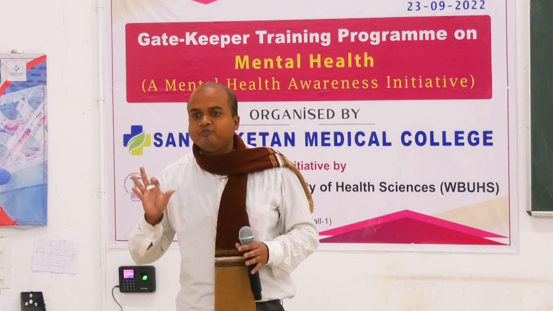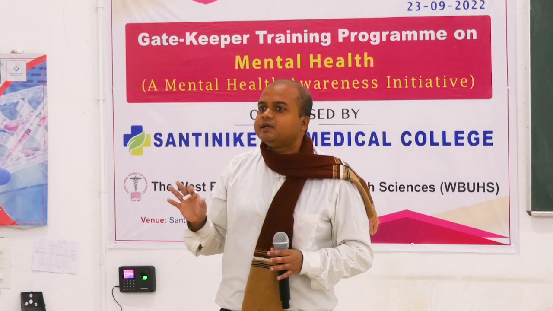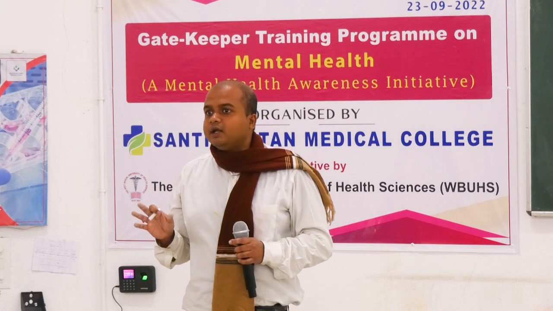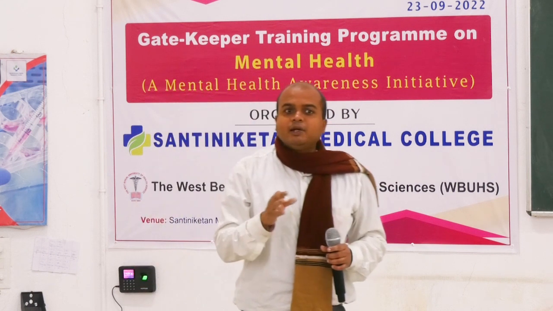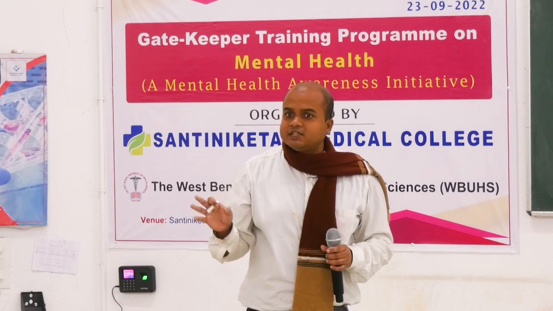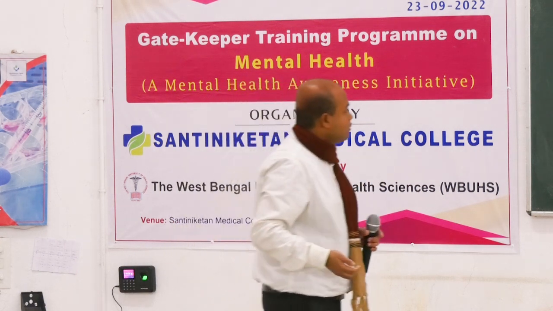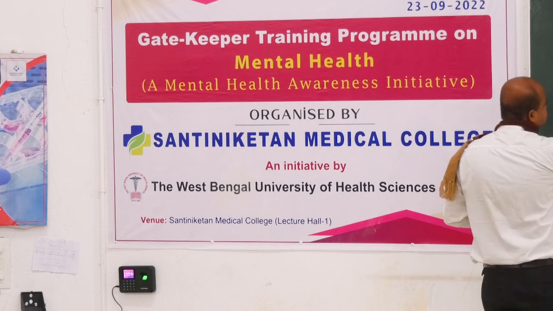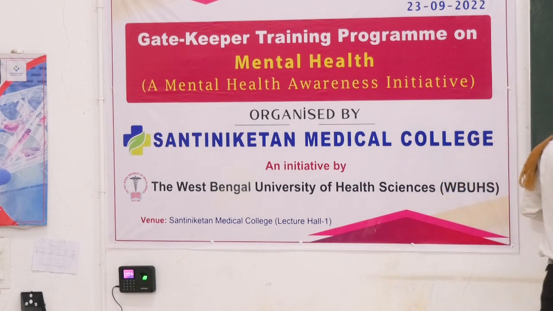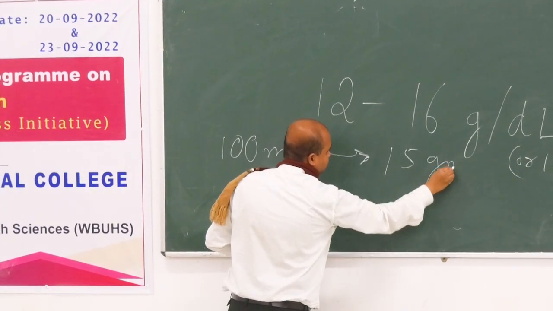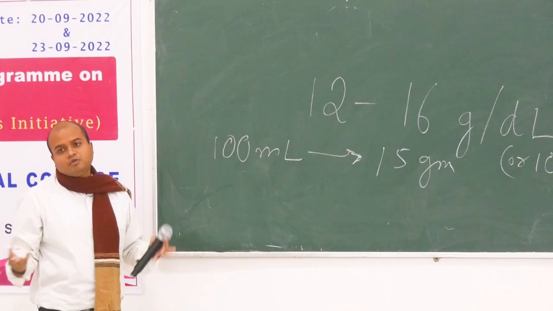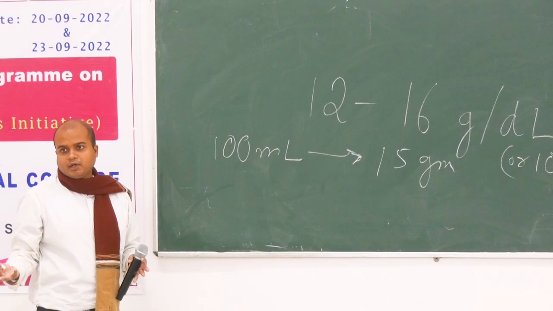Say take a rough figure of 15. Okay, if 15 gram per deciliter is the hemoglobin content in our blood, what is the total content of hemoglobin? How do you calculate? Approximately we take, human body has 5 liters to 6 liters of blood. Okay, so this is basic unitary mathematics. 100 milliliter contains 15 gram, then how much will 5 liters contain? That is what you have to calculate.